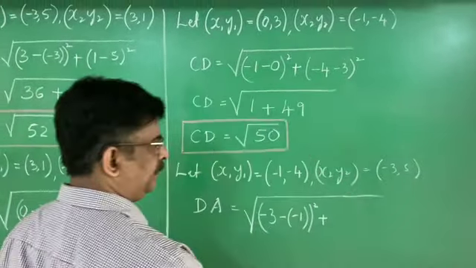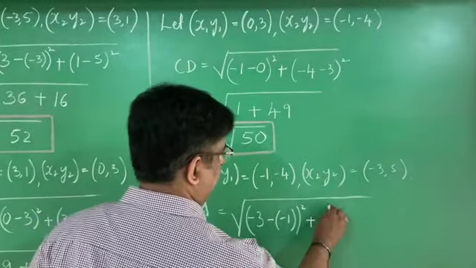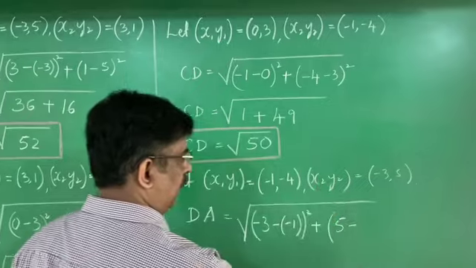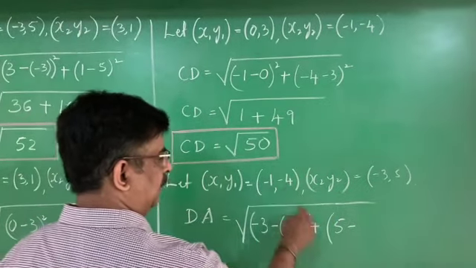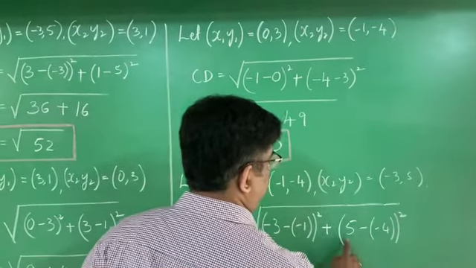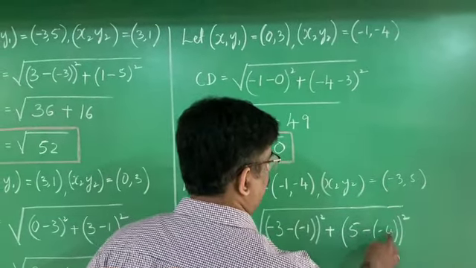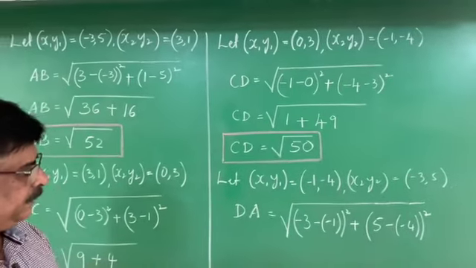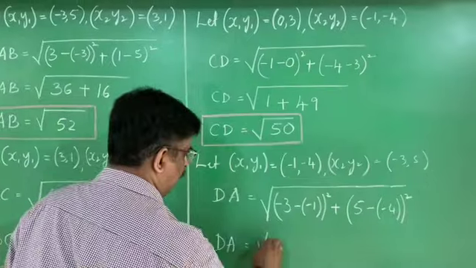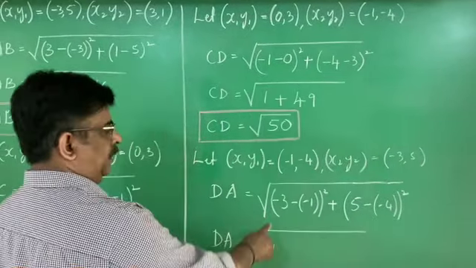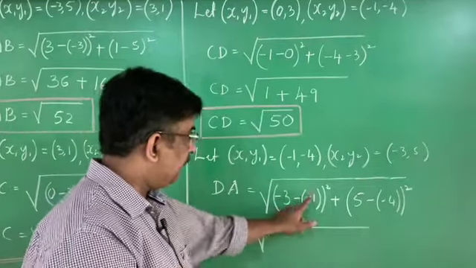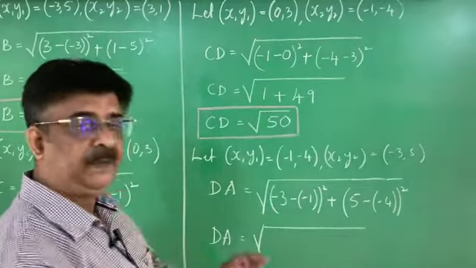You have to understand. This is all skill. Plus (y2 - y1) whole square. y2 minus y1 means 5 minus. This is a minus of the formula. And there is a minus of the number. Therefore, (5 - (-4)) whole square. Right? Now, dA is equal to square root of minus into minus plus, -3 plus 1. -3 plus 1 is -2.